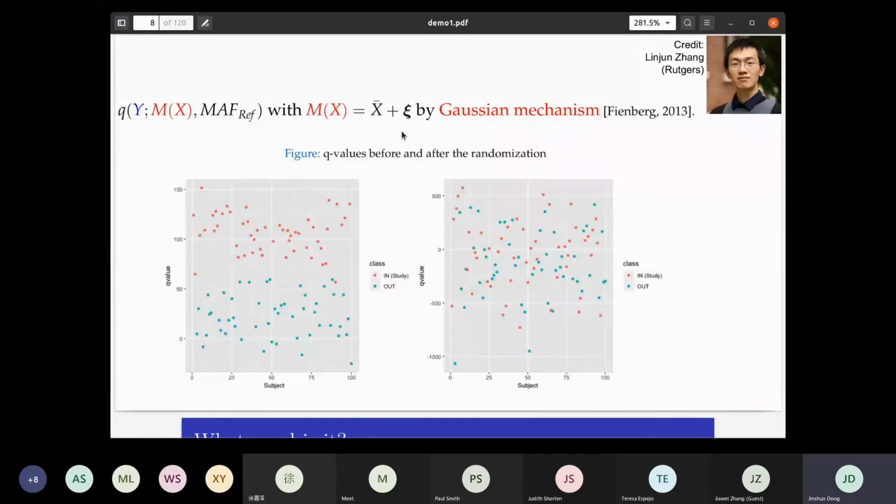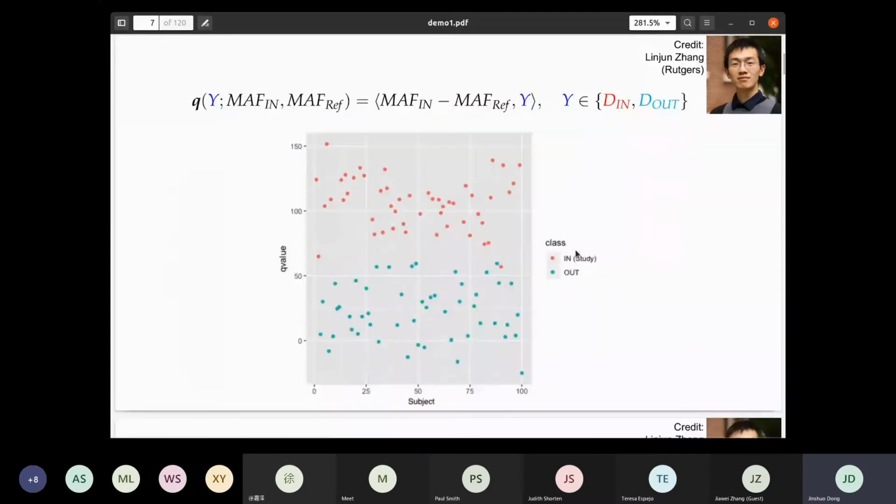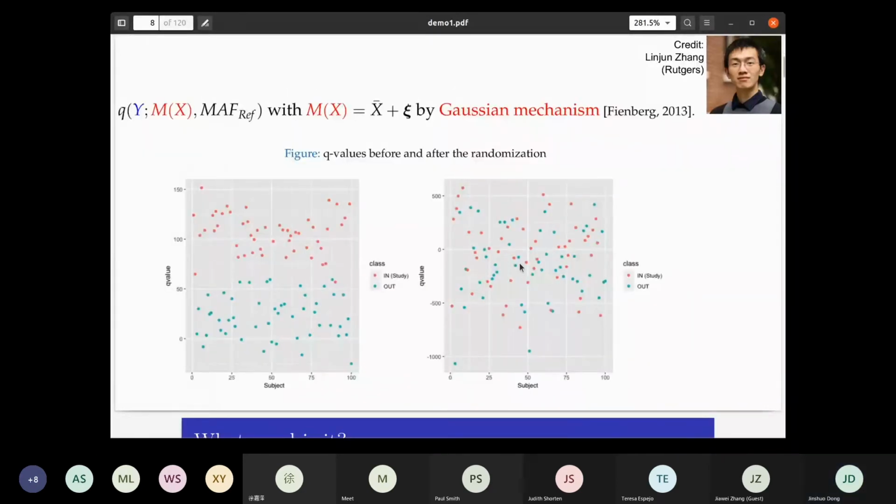Okay, so after the perturbation, the red and blue dots look like this. So now it's very hard to tell whether Joe Biden was in the data set or not, at least not by this very naive method. And we will see that in a sense we can probably show that it is not possible to infer whether Joe Biden was in the data set.